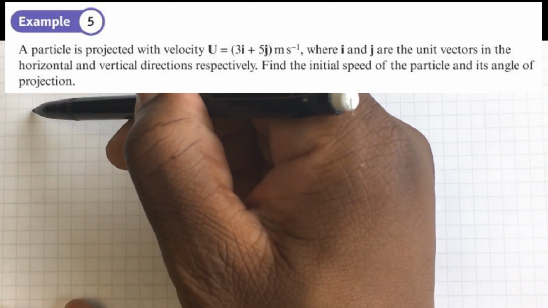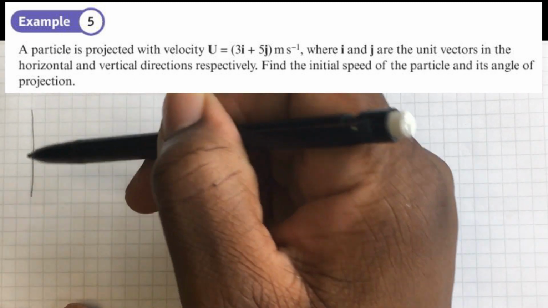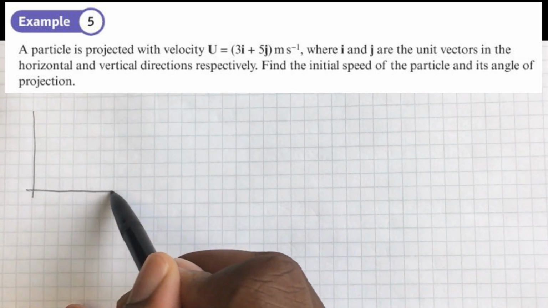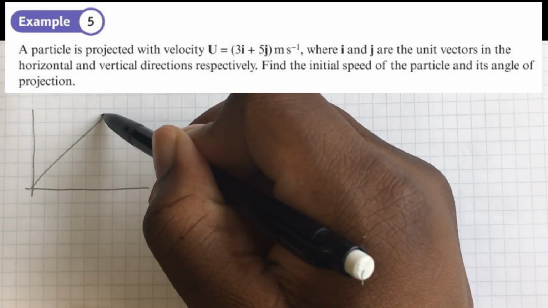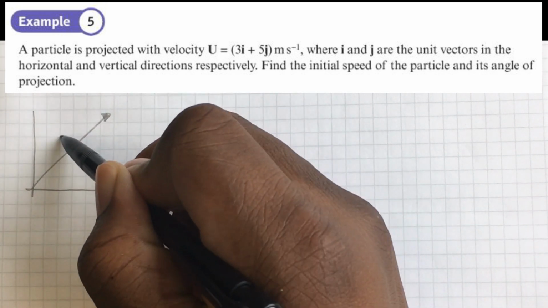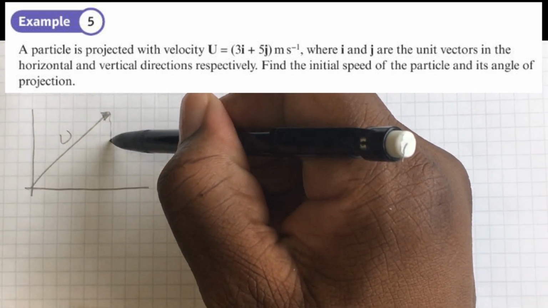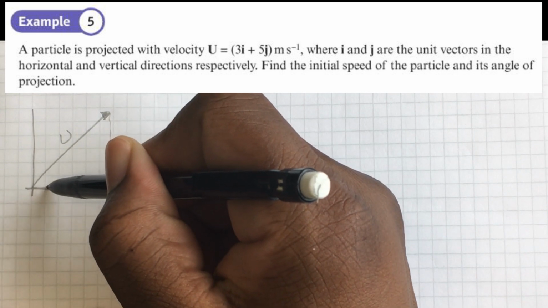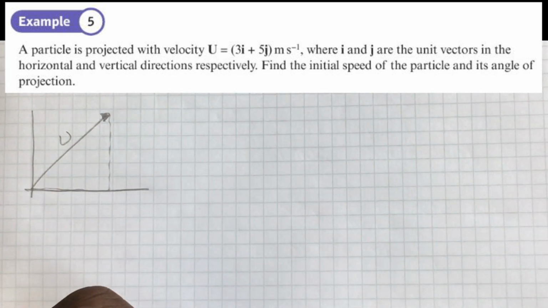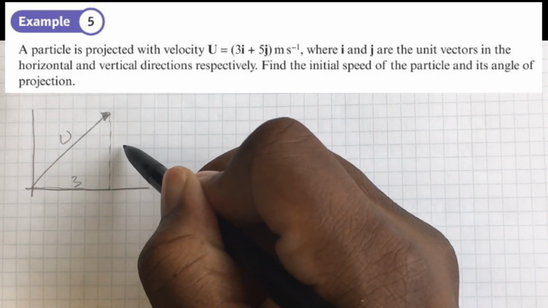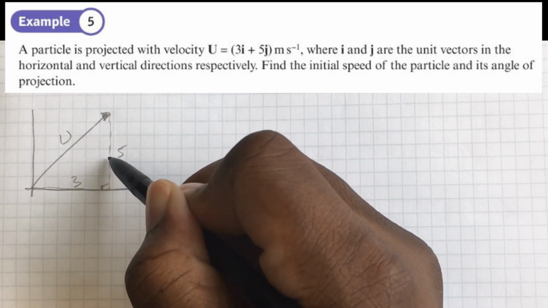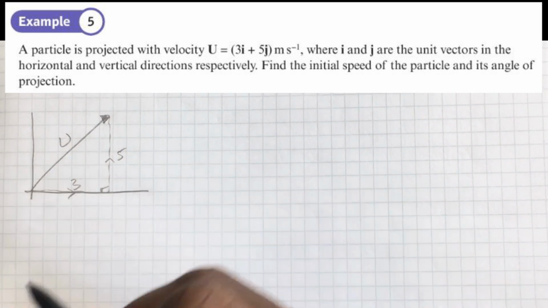Okay, so for our next example, we're asked to find the initial velocity, so an initial unknown velocity, and its angle of projection. So we're going to go ahead and add in our horizontal and vertical components, which are given to us in vector form. So 3i and 5j, let me know the initial horizontal is 3 and the initial vertical is 5.